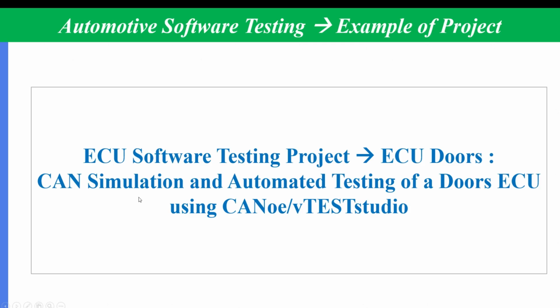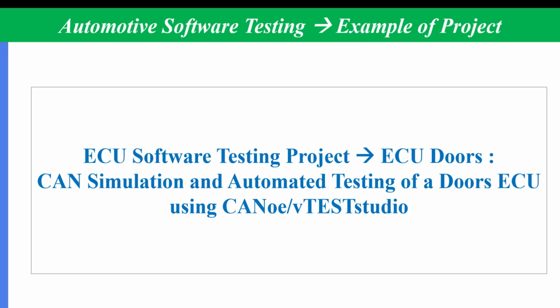In the last video, we talked about automotive software testing, what that means and how it should be done. Also, we talked about the V cycle used in the automotive field to develop and validate the software. Now, we will take an example of a small project, and then we will apply some techniques in order to validate or test the software of an ECU.